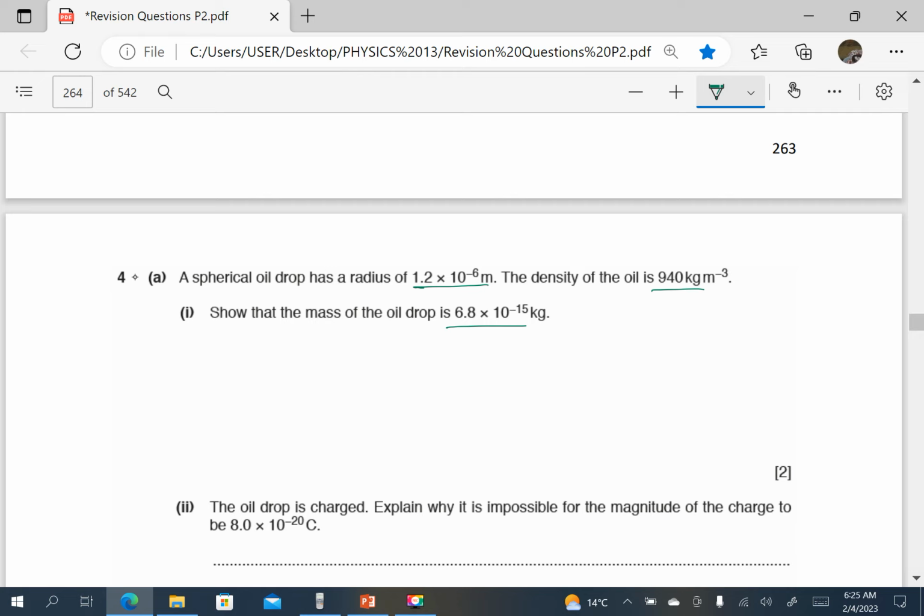We want mass. And we know that density is mass over volume, meaning that the mass is equal to the density times volume. Because it's spherical, the volume of a sphere is 4/3 pi r cubed. So it means the mass is going to be the density, which is 940, times the volume, which is 4/3 pi, and the radius is 1.2 times 10 power negative 6, and this is raised to power 3.